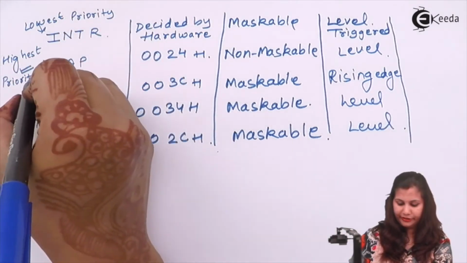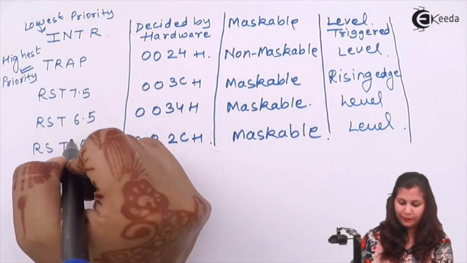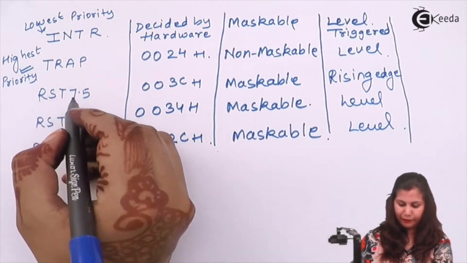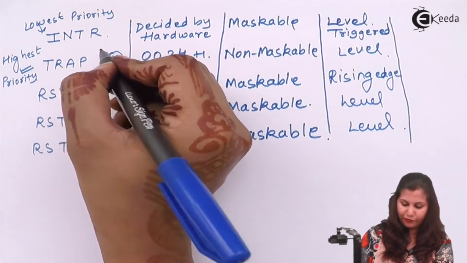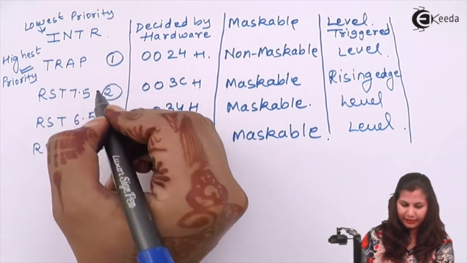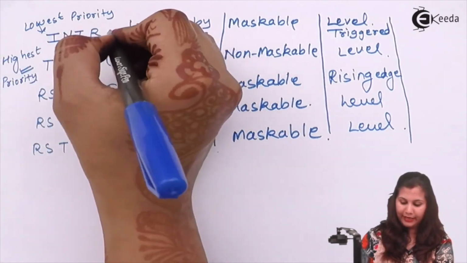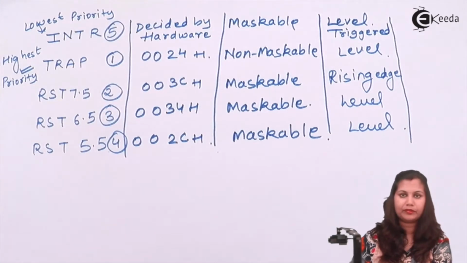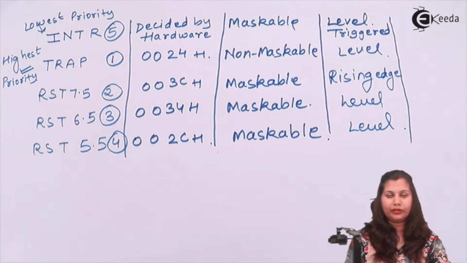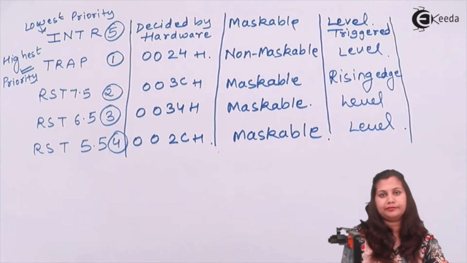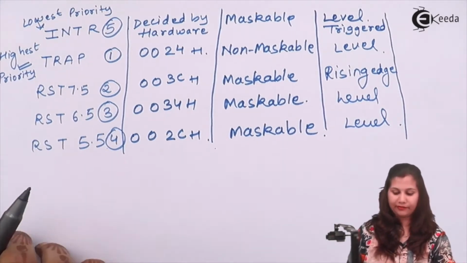Priority, we have already written that trap is having the highest priority and INTR is having the lowest priority. Among 7.5, 6.5 and 5.5, 7.5 is having the highest priority. That means trap is the first, 7.5 is second, then 6.5 third, 5.5 fourth, and INTR having lowest priority. Okay, and after that the RST 0 to 7, they are executed by the 8085. So these were the vector addresses related to the 8085 interrupts.